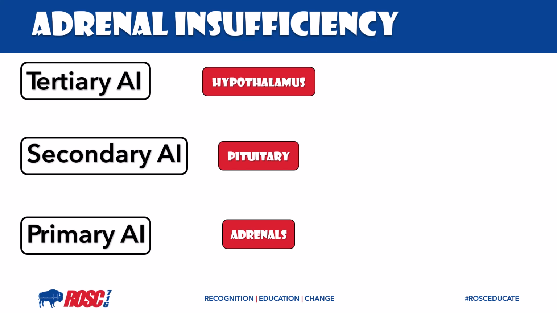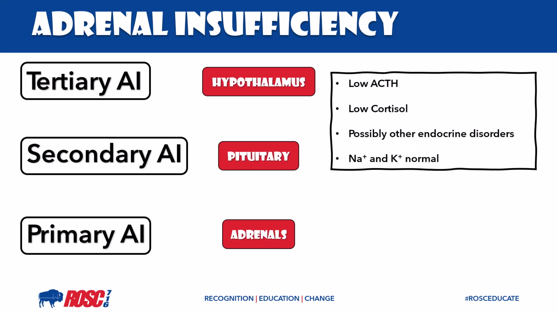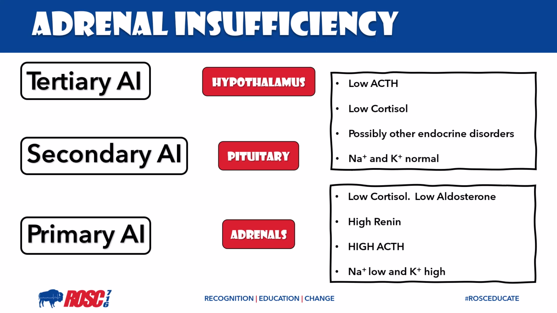If we look at some common lab findings of each, we would see that central AI results in low ACTH, low cortisol, possibly other endocrine disorders because it's central, and then the sodium and potassium would be normal. And if that doesn't make sense of why I'm pointing it out, it will in just 1 minute. Whereas primary AI will have low cortisol, low aldosterone, high renin, high ACTH, and then the sodium will be low and potassium will be high, and this is due to the deficiency of aldosterone.